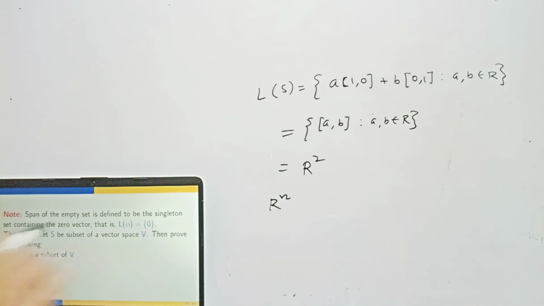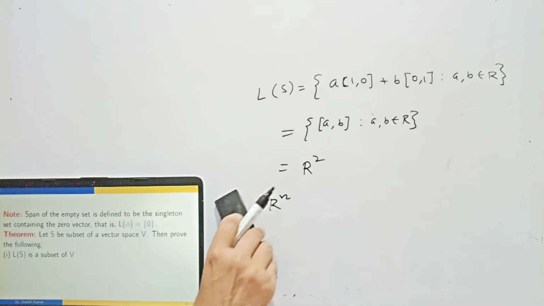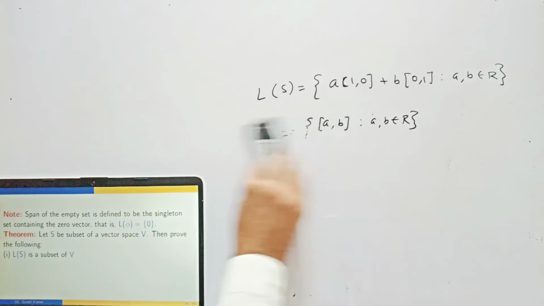Span of the empty set is defined to be the singleton set containing the 0 vector. This is a convention. So L(phi) is the set carrying the 0 vector. Now if S is a subset of the vector space V, then L(S) is a subset of V. Why?